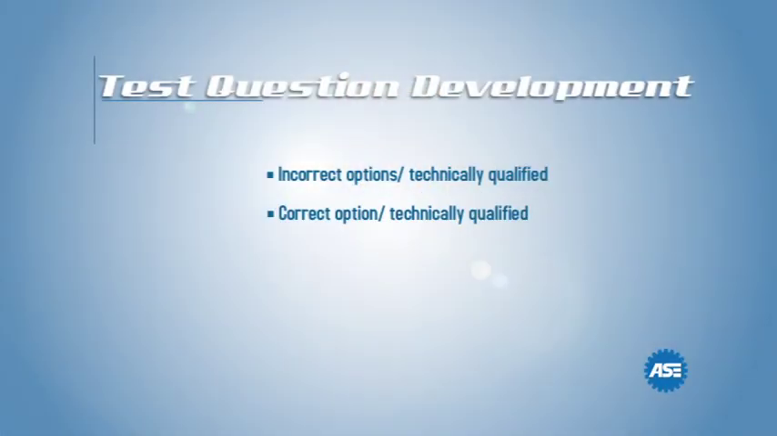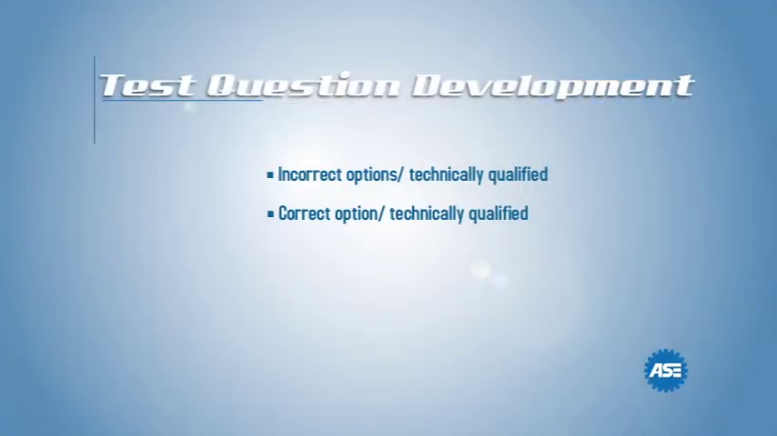Conversely, the correct answer that we're looking for, or the correct option, also has to be technically qualified. It has to be correct based on the diagnostic information and the scenario that we've created in the test question. This ensures that there's only one right answer to an ASE test question. But ASE doesn't simply rely on the consensus of the workshop group to determine whether or not the questions are accurate and ready for use to test technicians trying to earn ASE certification. ASE test questions go through a pretty extensive validation process.